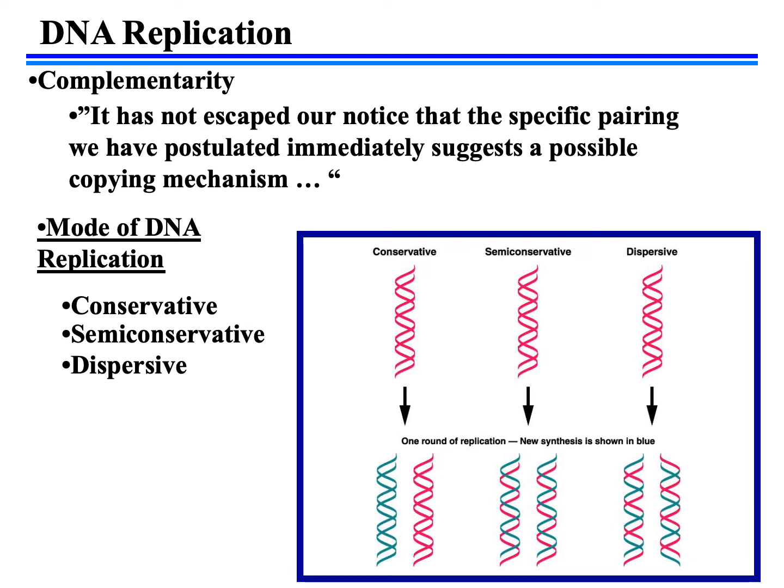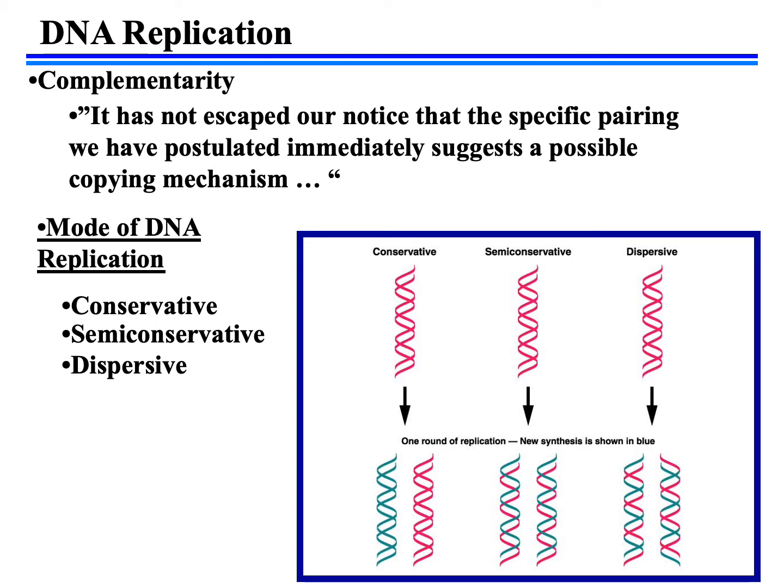Lastly, there were some scientists that proposed a dispersive model. In a dispersive model, the two strands that result at the end of the round of replication are some combination or mixture of new and old. So one strand is not entirely new, one strand is not entirely old, like what's proposed by the semi-conservative model, but each of the strands in each of the double-stranded molecules are some mixture of old and new.